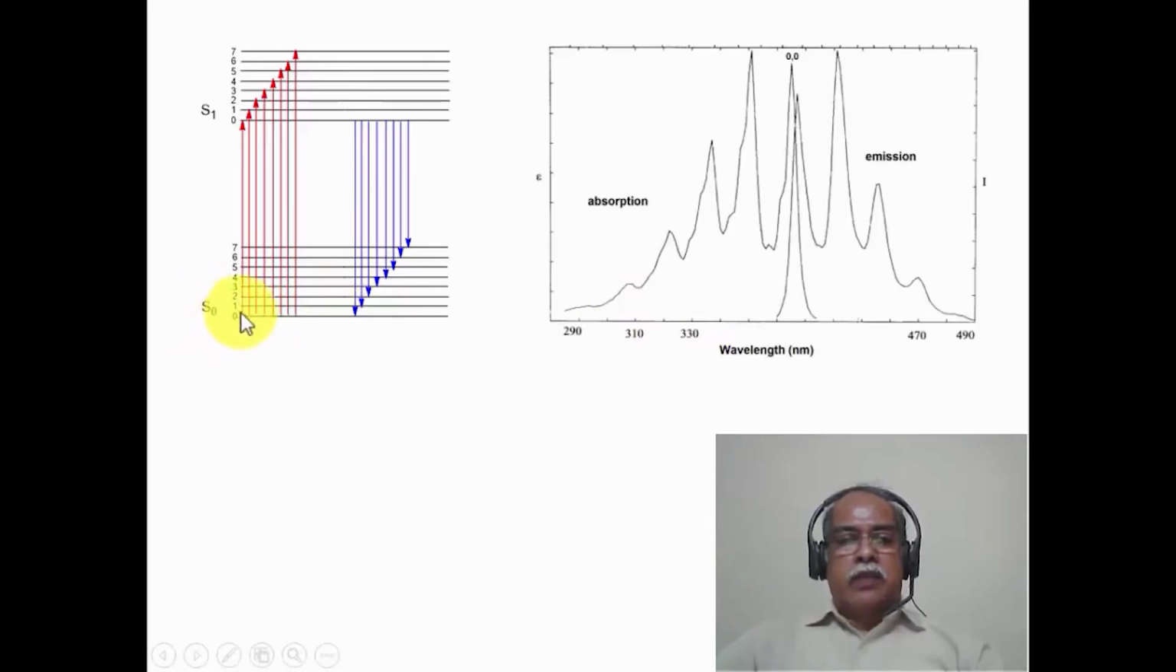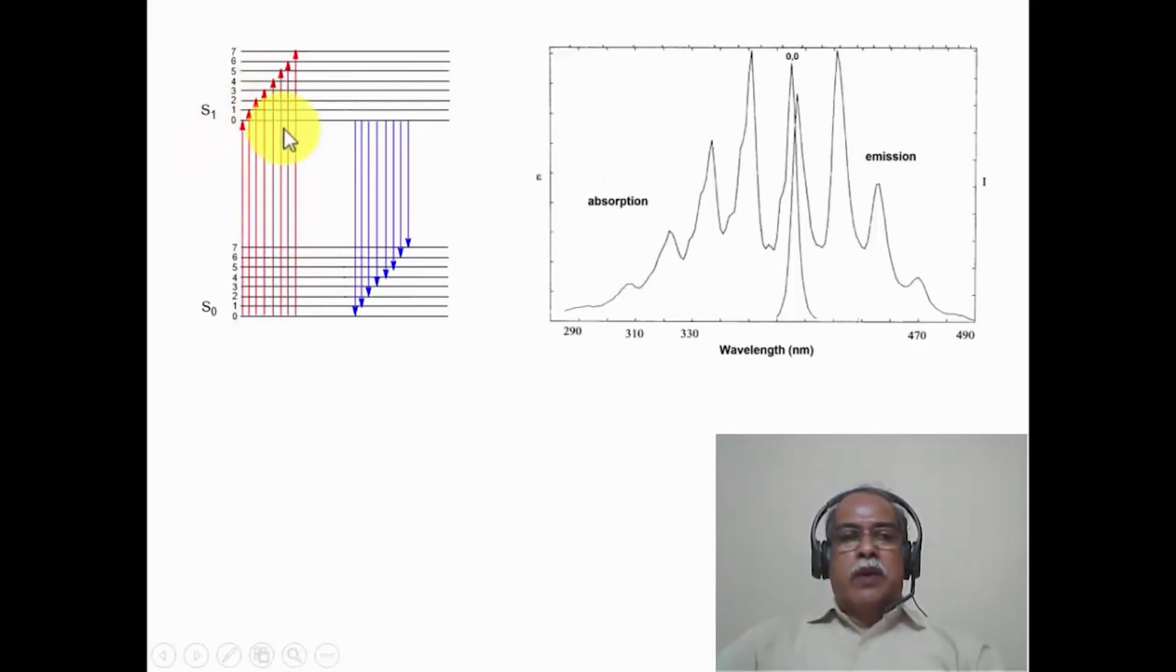This is the S0 state with vibrational levels 0 to 7 and this is the S1 state with vibrational levels 0 to 7. And these are the excitation processes where electronic excitation takes place. In other words, these are the absorption wavelengths of the excitation process that is involved in going from the ground state to the electronically excited state molecule. So this is a 0-0 excitation. In between you have 0-1, 0-2, 0-3 and so on, that is represented by the red arrows shown here.